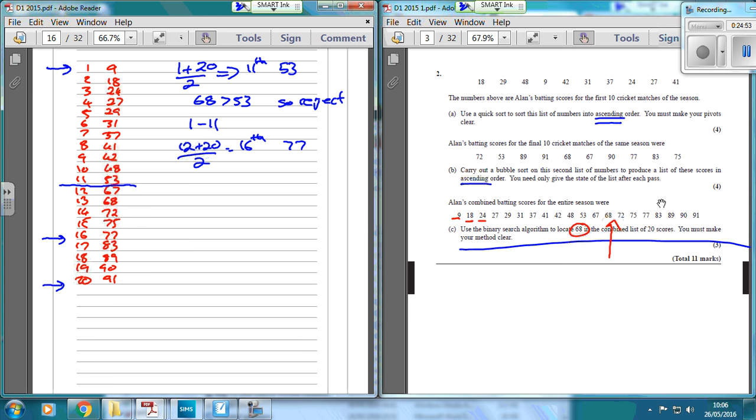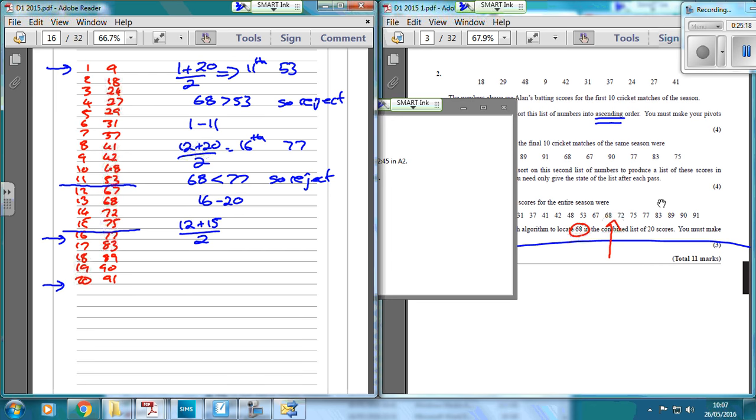And we say that 68 is before 77. So reject 16 to 20. Okay, so we've rejected 16 to 20. So we've got 12 to 15 remaining. So we do 12 plus 15 divided by 2.